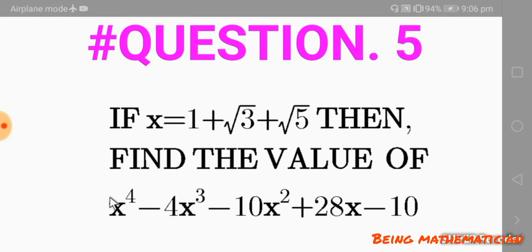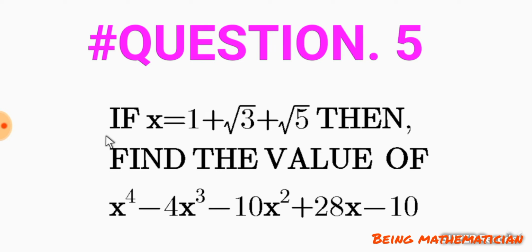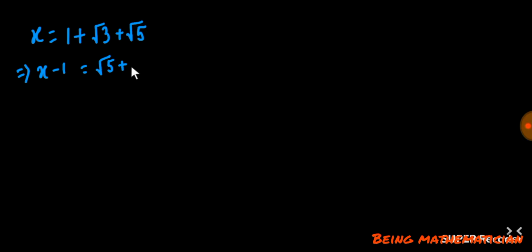Question number 5. If x equals 1 plus root 3 plus root 5, then find the value of x to the power 4 minus 4x cube minus 10x square plus 28x minus 10. Let's start the solution of question number 5. Given that x equals 1 plus root 3 plus root 5, so x minus 1 is root 5 plus root 3.